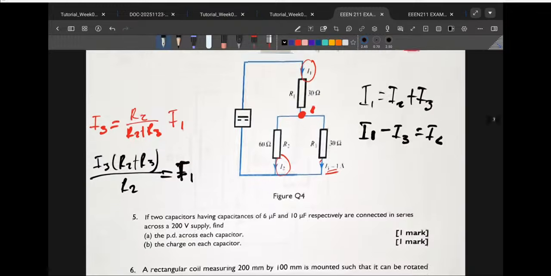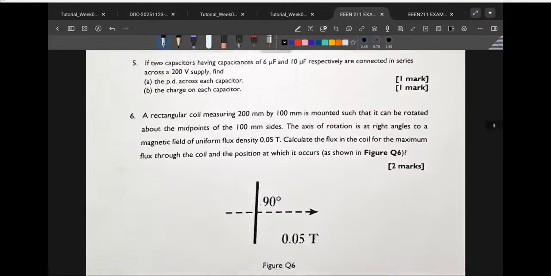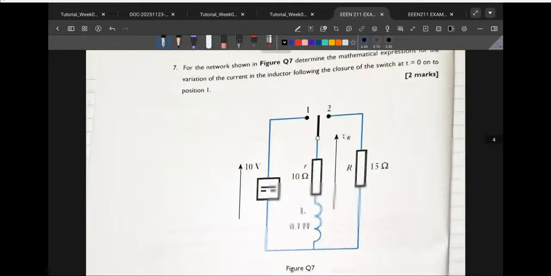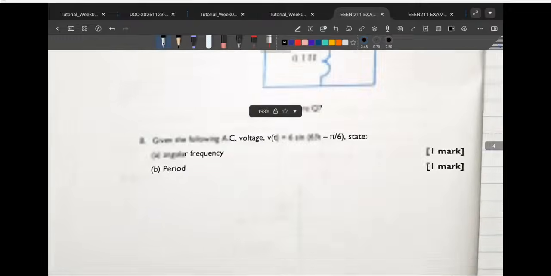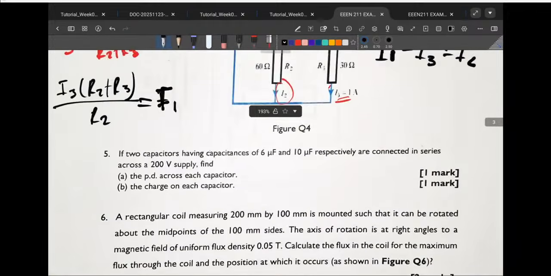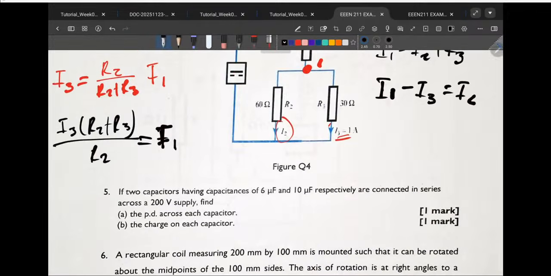Anyway, 1 mark questions are like a joke. Here, the two capacitors are connected in series. Calculate the PD across each capacitor, the charge on each capacitor. So if they are connected in series, this supply is going to be shared between these two. So you can still call it voltage divider. They said find the PD across each.